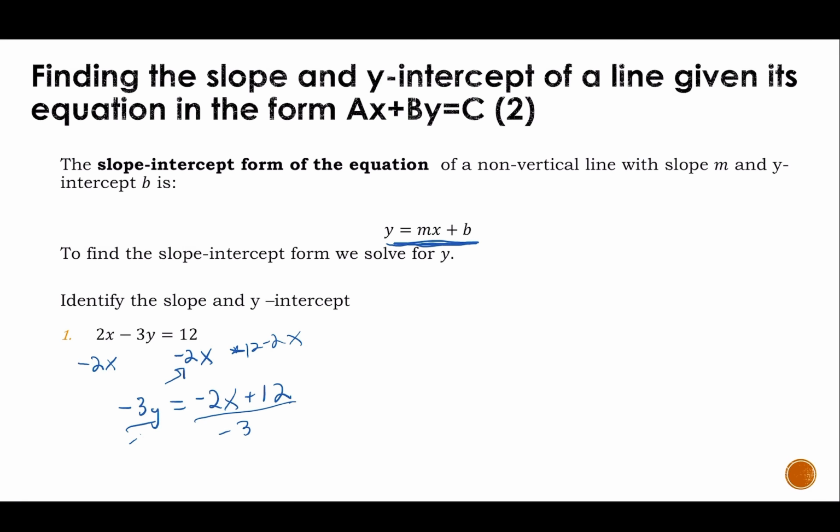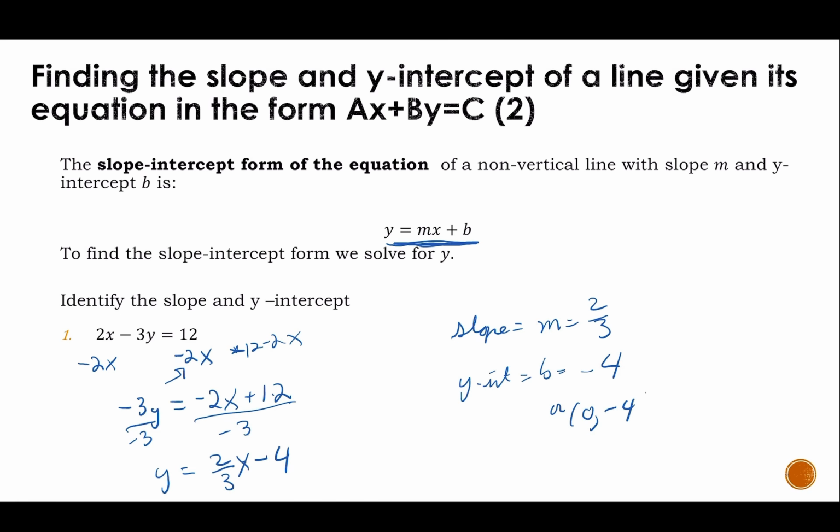I divide both sides by negative 3. Y equals 2/3 x. 12 divided by negative 3 is negative 4. So here I've got my slope is 2/3 and my y-intercept is negative 4, or I could write this as an ordered pair.